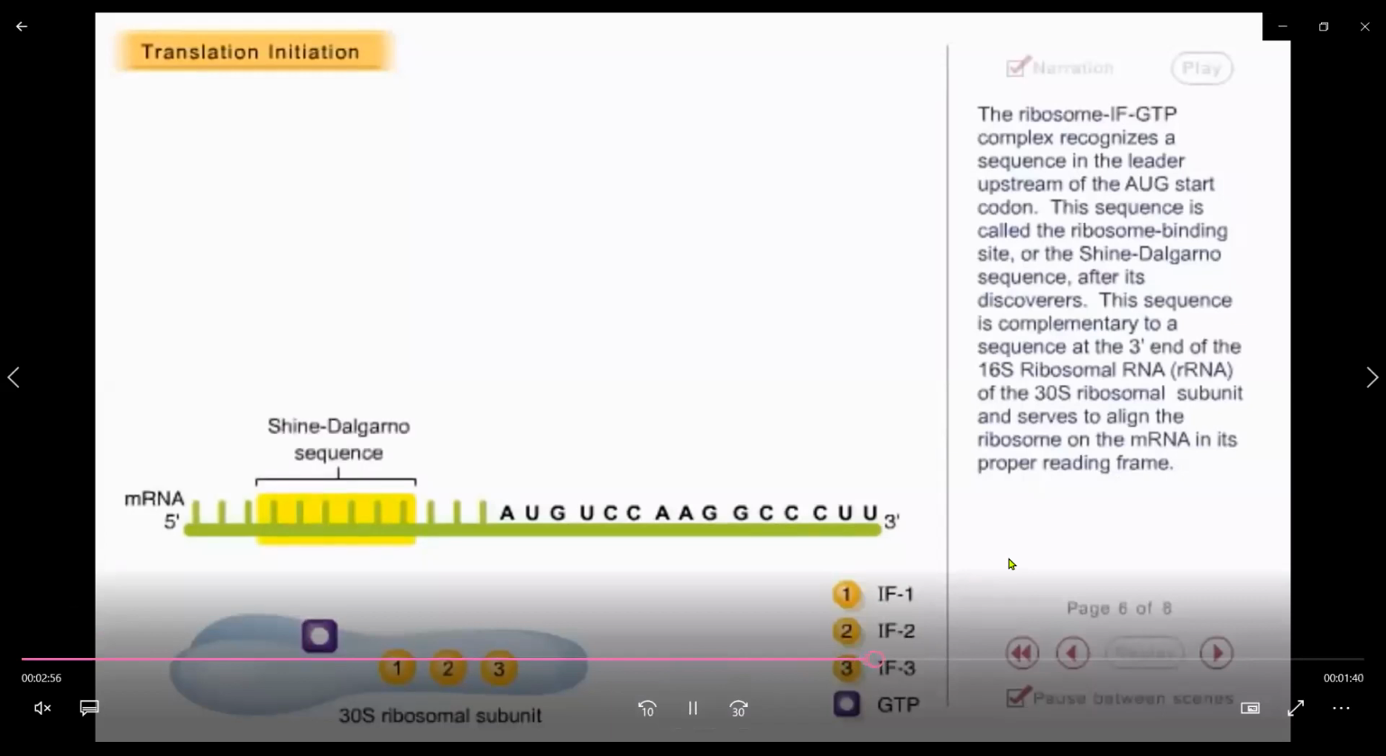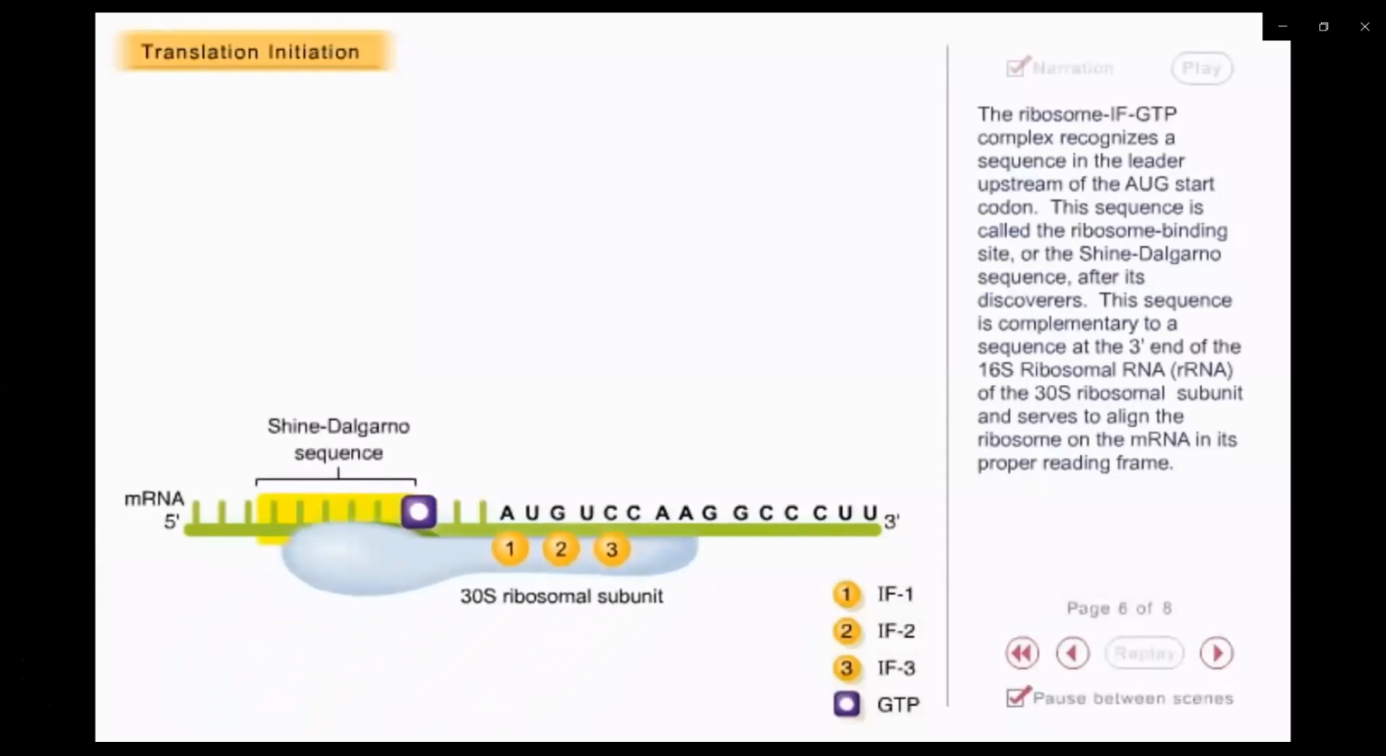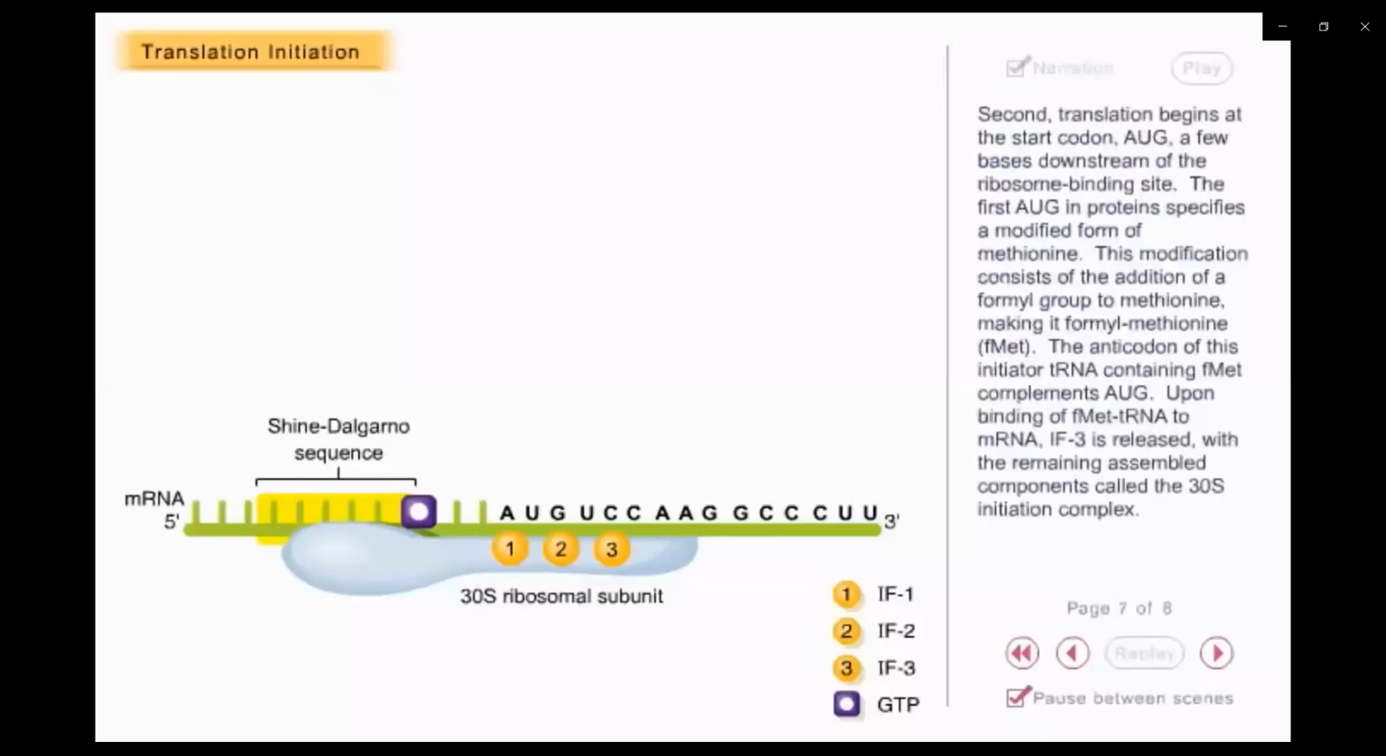So that's the Shine-Dalgarno sequence. And if you remember, it's a purine sequence, AGGAG, and it's complementary to the pyrimidine-rich sequence in the 16S ribosomal rRNA.